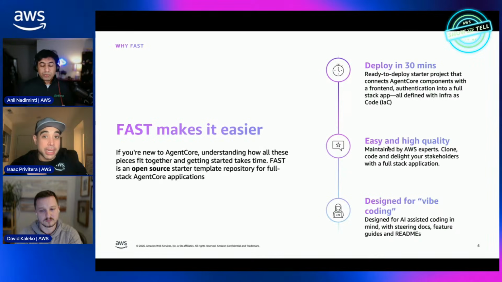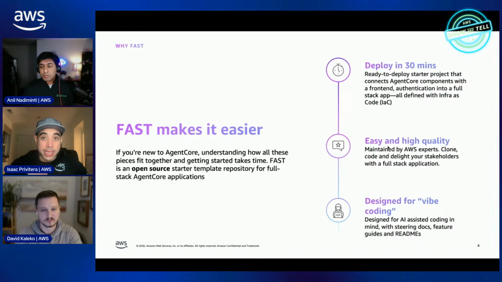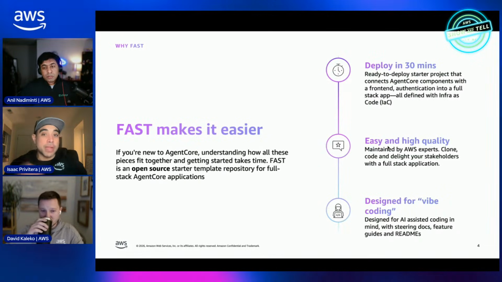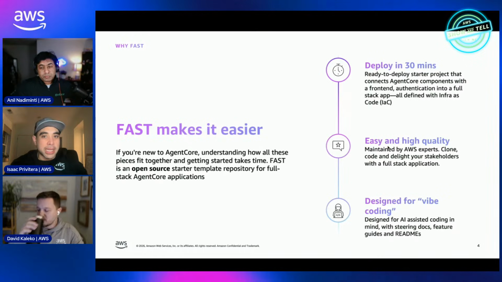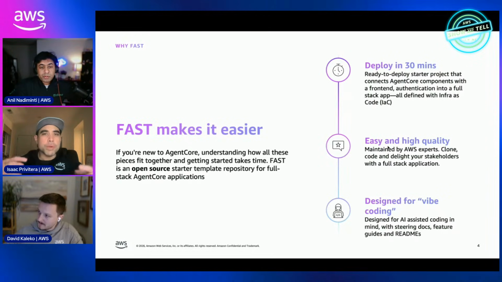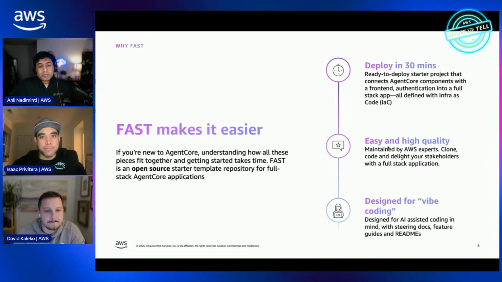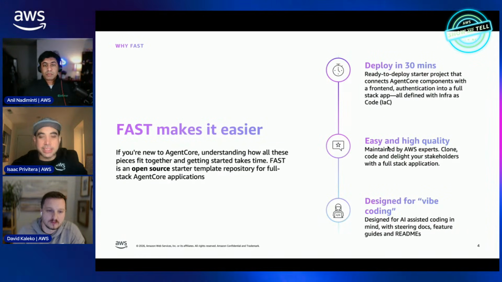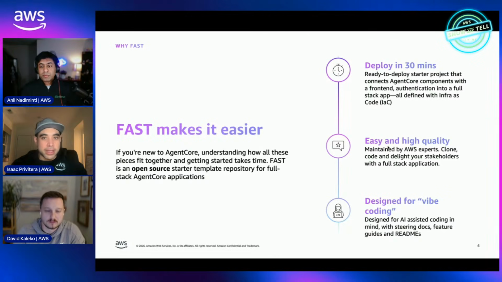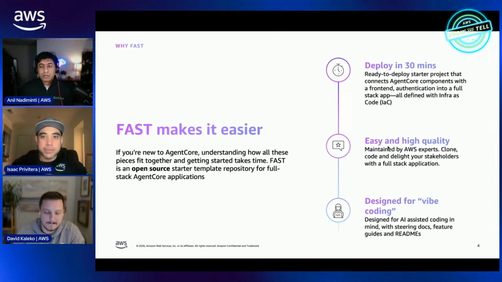It's maintained by us, the Generative AI Innovation Center. So as new primitives come out and as we learn new best practices, we are going to take that back and integrate it back into FAST. And it's designed for vibe coding. The core infrastructure is based on those best practices, but it's super vibe friendly, as David's going to show, and it's designed with AI coding assistants in mind. So it's complete with steering docs, feature guides, and readmes. And with that, I think I'm ready to hand it over to David to build some cool stuff.